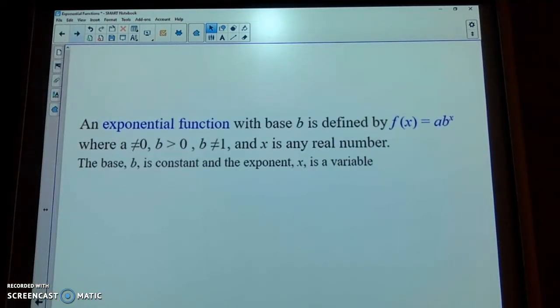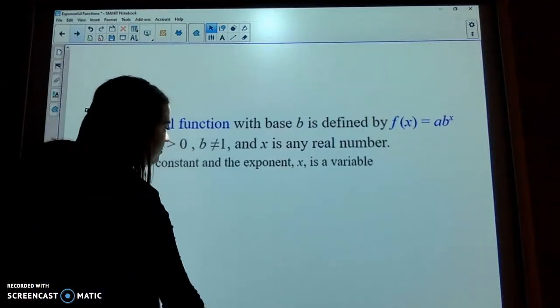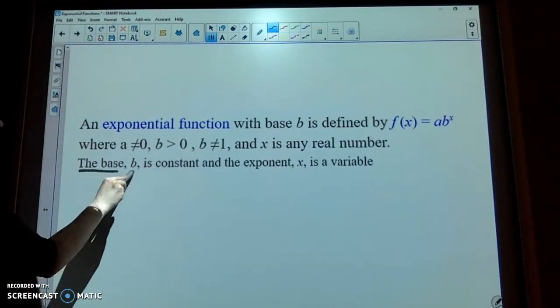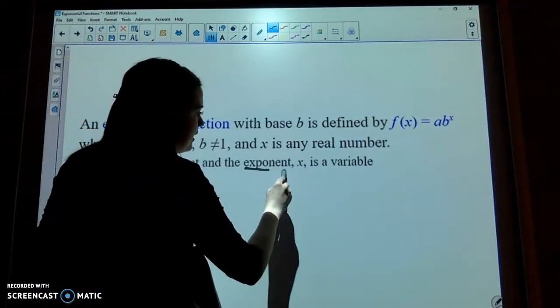So we have an exponential function with base b, defined by f of x equals a times b to the x, where a is not equal to 0, b is greater than 0, b is not equal to 1, and x is any real number. The base b is constant, and the exponent x is a variable. Take note of that line right there. The base is b, and the exponent is x.